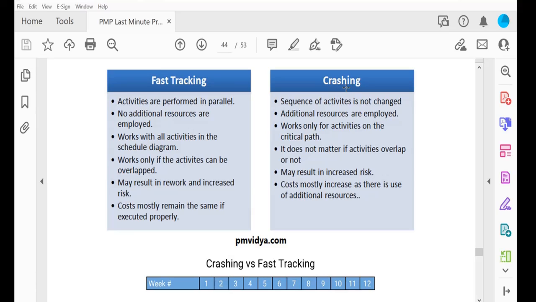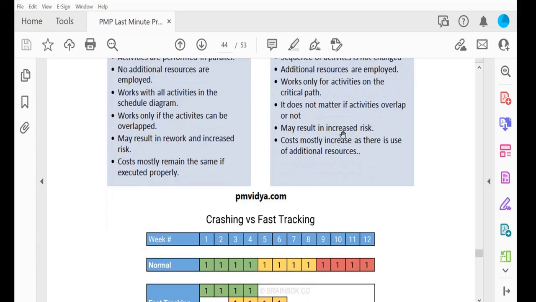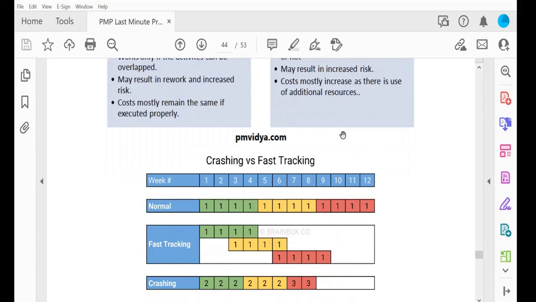Because they are bringing new members, they have to pay the salary. That means your cost is going to be high, so there is an increase in cost. Cost mostly increases as there are additional resources. It does not matter if activities overlap or not; the question is whether additional resources are employed or no additional resources are employed. Here there is an example.